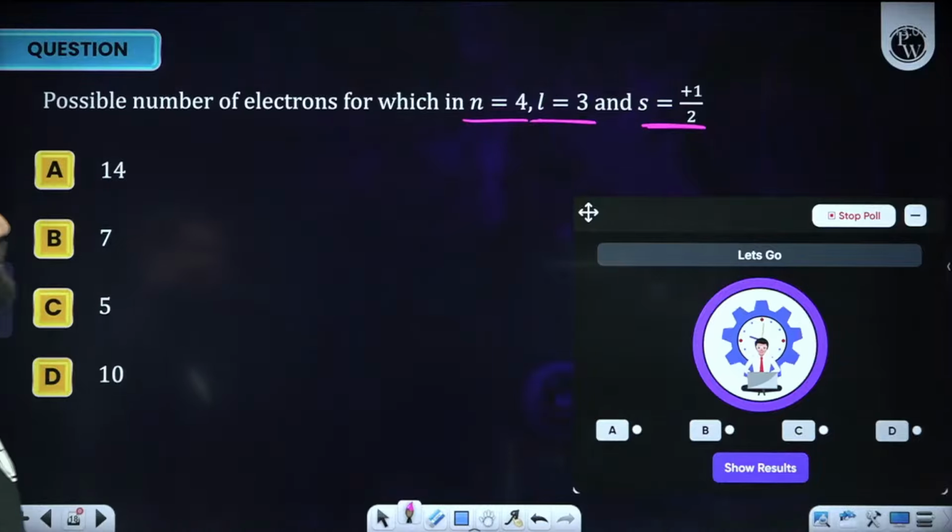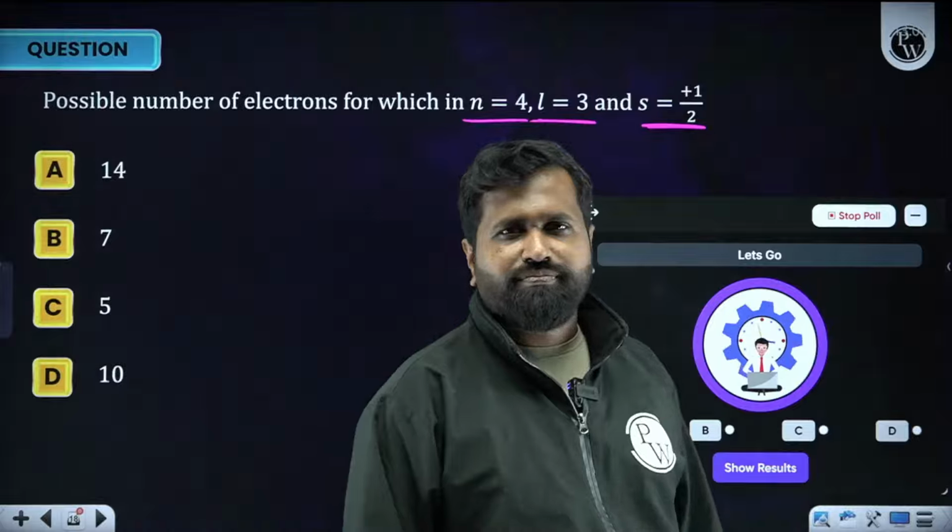N is equal to 4, L is equal to 3 and S is equal to plus 1 by 2.